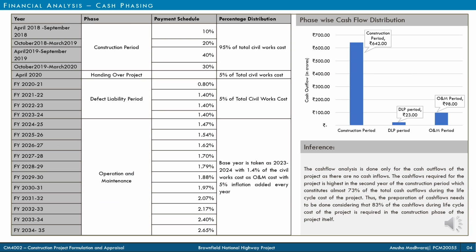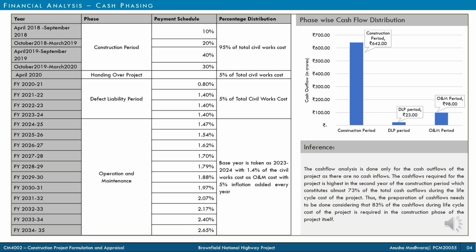The cash outflows for the project are distributed as follows. 95% of the civil work cost is paid during the 2 years of construction, which is distributed into semi-annual payments of 10%, 20%, 40% and 30%. The remaining 5% of civil work cost is paid based on the completion of construction.